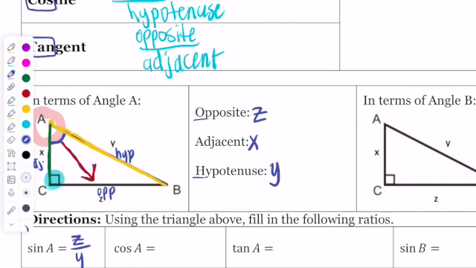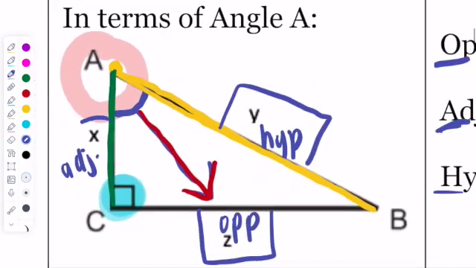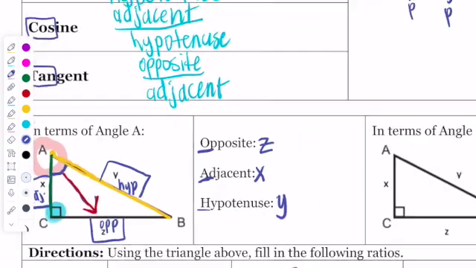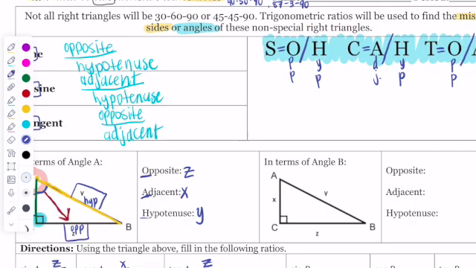So what is my adjacent? It's X over my hypotenuse, Y. Tangent is going to be opposite over adjacent. So opposite over adjacent is going to be Z over X. Okay. So we have our opposite piece, we have our hypotenuse, and we have our adjacent. If you can label those every time, that is going to be extra useful whenever we're going through these problems.